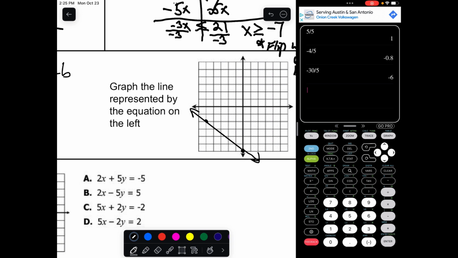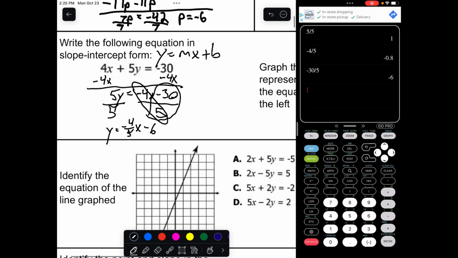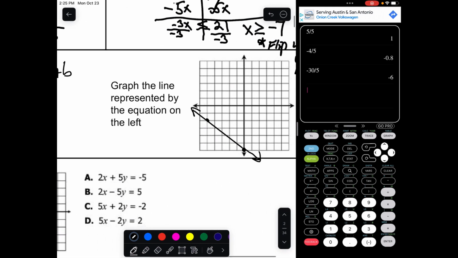That line that I just drew has a negative slope. It's going downhill from left to right. So when I go back and look at my equation, that's correct. I have negative 4 over 5. It's a good habit to get into. Always double check yourself.